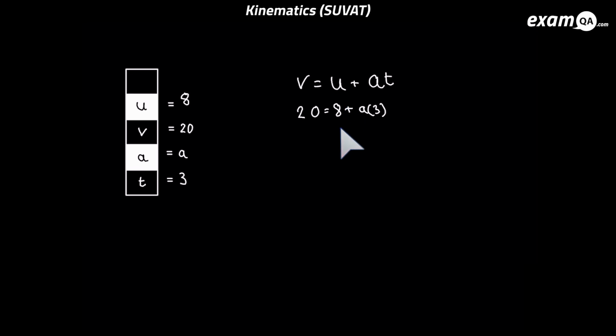And this one should be simple too. We should be able to work out A very simply. Just take the 8 to the other side and divide through by 3. So taking 8 to the other side, we get 20 take away 8, which is 12. Dividing by 3 gives us 4. A equals 4. And if you're not sure about the units for acceleration, depending on the units for the other information, it's usually meters per second squared. It looks like this.